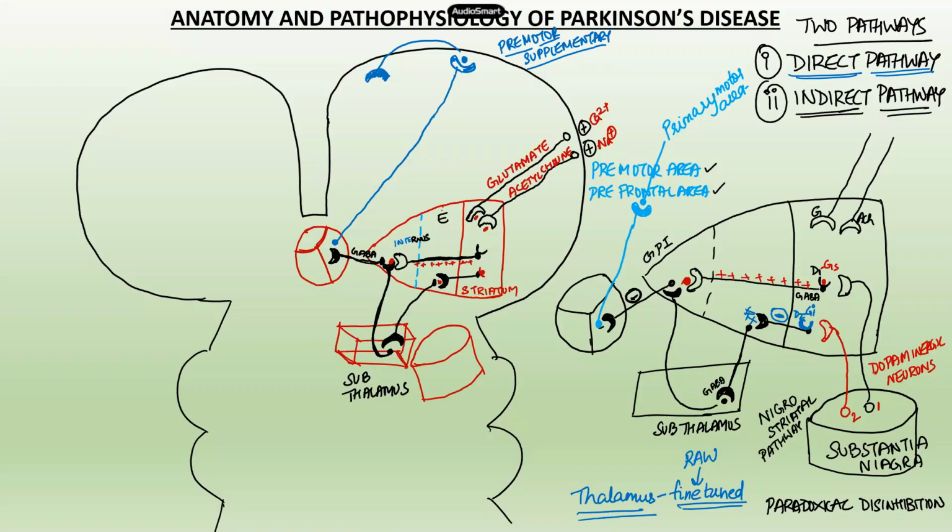Ultimately, we are going back to the globus pallidus internus, where this particular neuron gets inhibited, and when it gets inhibited, the glutamate neuron that we have over here gets stimulated, and then it goes and excites the primary motor area. And from the primary motor area, the corticospinal tracts arise and they cause the motor programs to initiate.